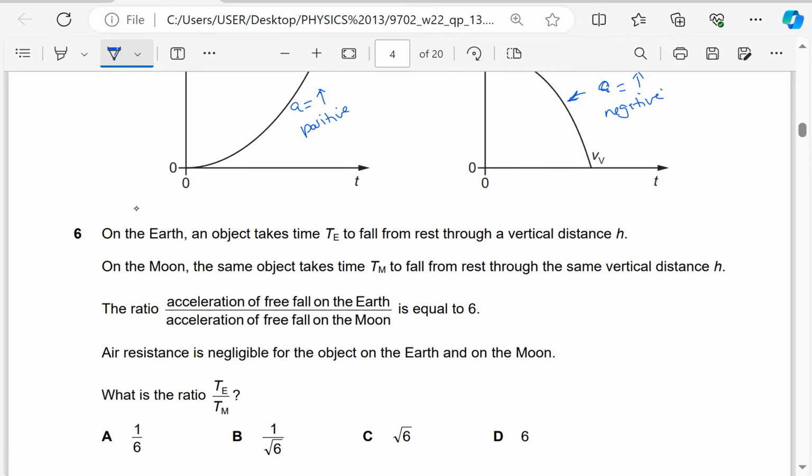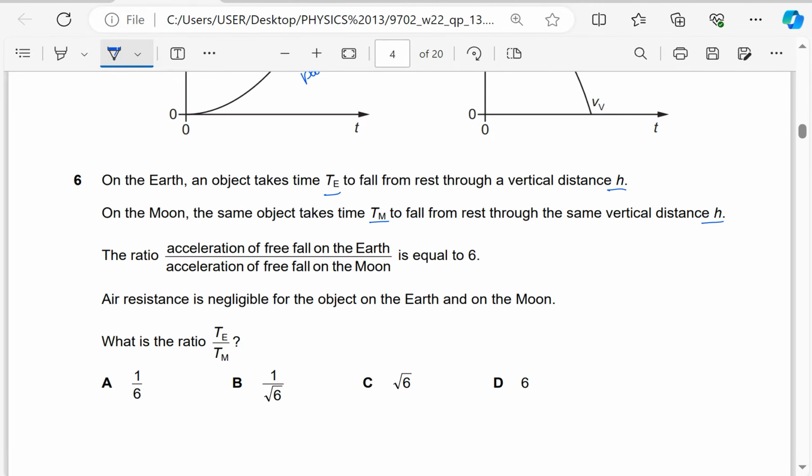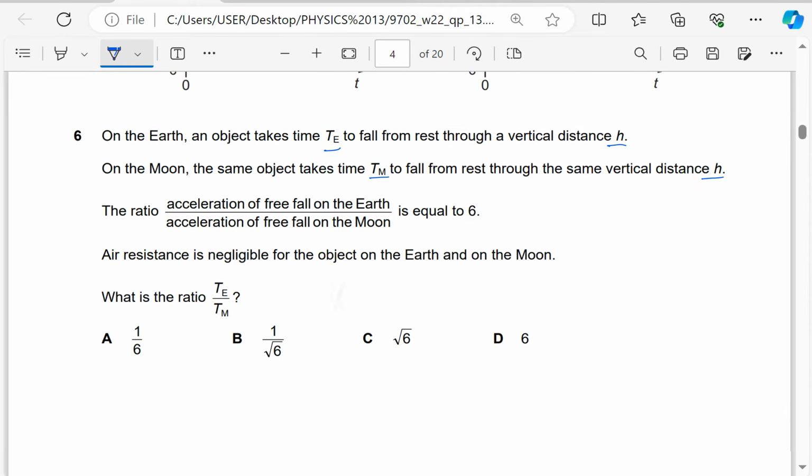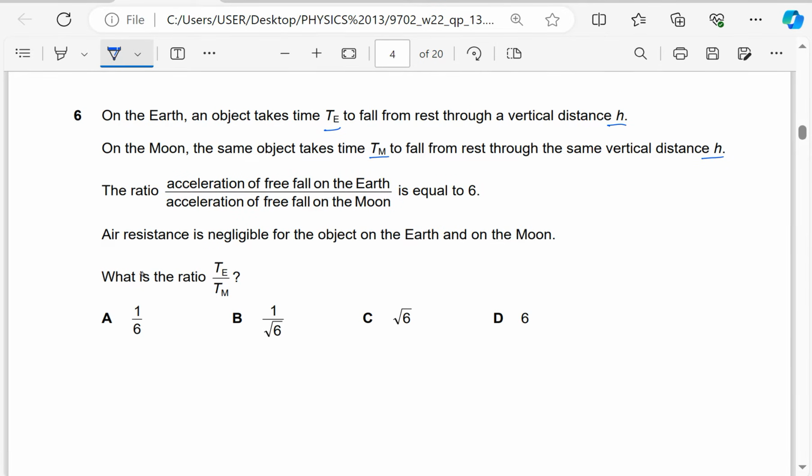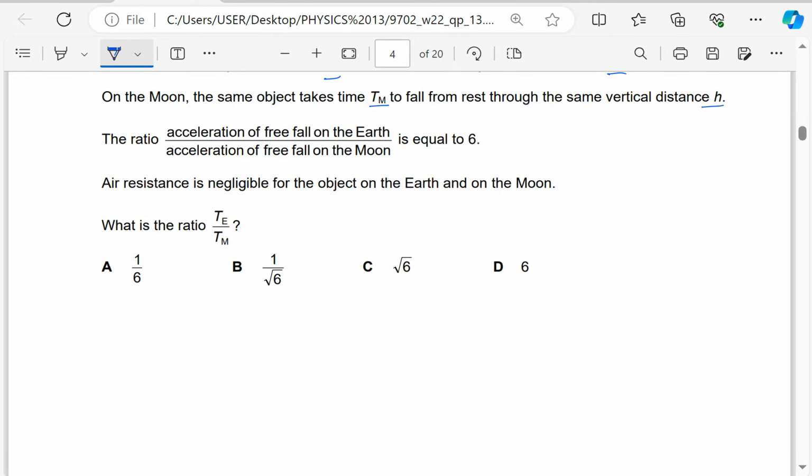On Earth, an object takes time tE to fall from rest through a vertical distance h. On the Moon, the same object takes time tM to fall from rest through the same vertical distance h. So they're going to fall through the same vertical distance. The ratio of acceleration of free fall on the Earth over acceleration of free fall on the Moon is equal to 6. Air resistance is negligible for the object on the Earth and on the Moon. What is the ratio tE over tM?